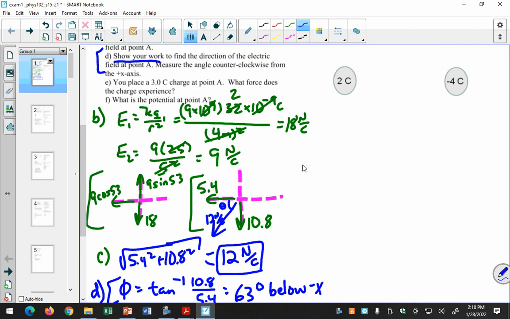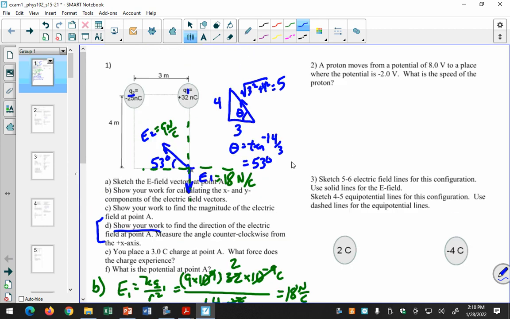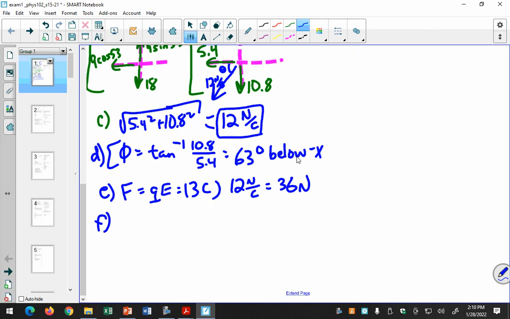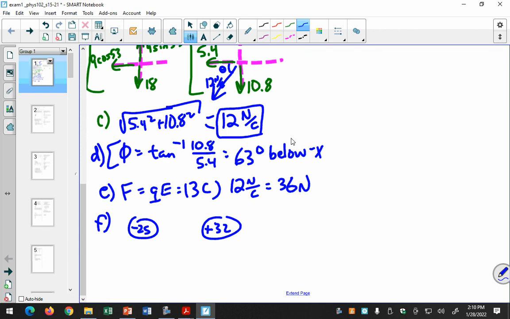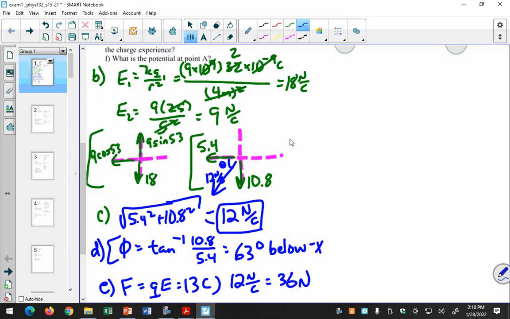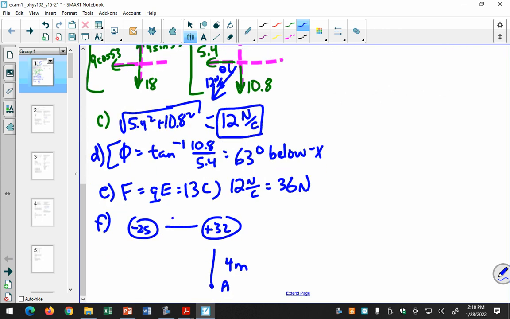And then F, what is the potential at point A? Let's go ahead and do this. So I'm going to redraw this. I have 25, minus 25 and 32, minus 25 plus 32. And they're 3 and 4 meters away. So this is my point A. This distance is 4 meters. That's right. Yeah, and then this distance is 3 meters.